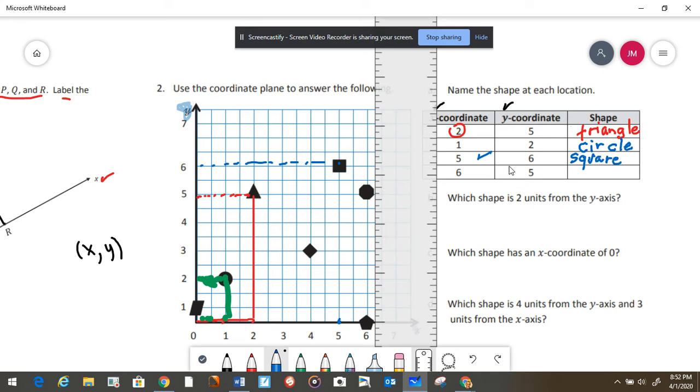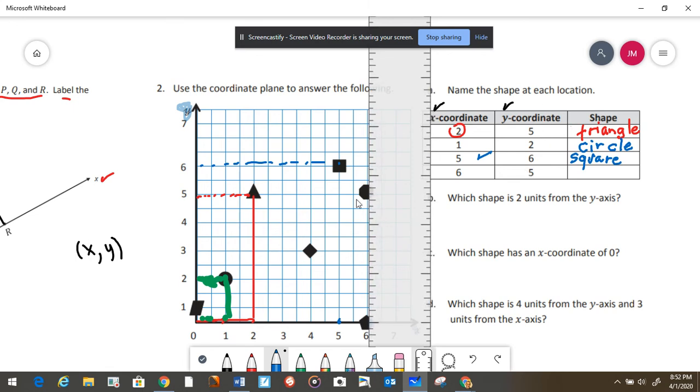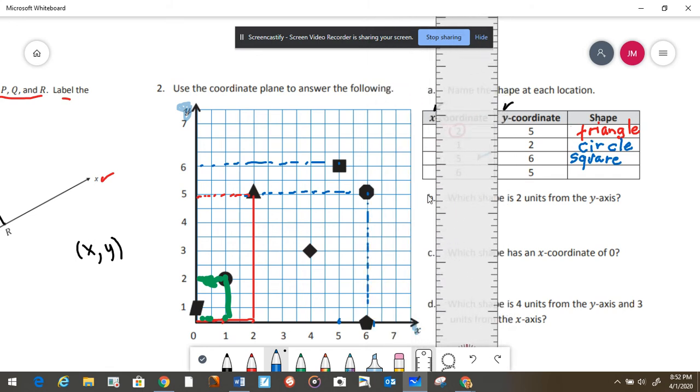Okay. And our last one is the x will be 6. So let's see, 6 is going to be right here. And the y coordinate is going to be 5. So if we do that, 5 is right there. And that's where both of these connect, right? And what shape will that be? Let me see, 1, 2, 3, 4, 5, 6, 7, 8. That will be the octagon. The octagon will be in that location.